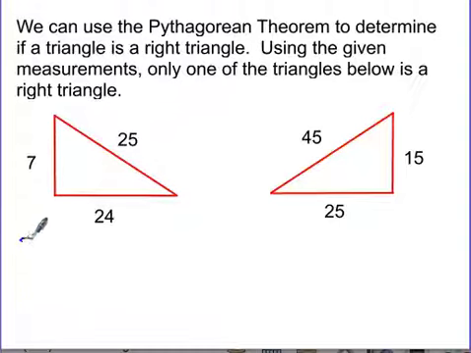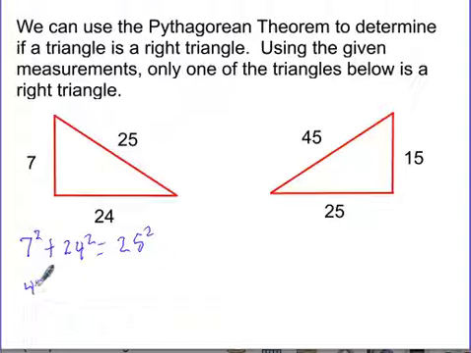Put them all in the equation. Yeah, 7 squared plus 24 squared equals 25 squared. If that's true, we've got a right triangle. If it's not true, it's not a right triangle.